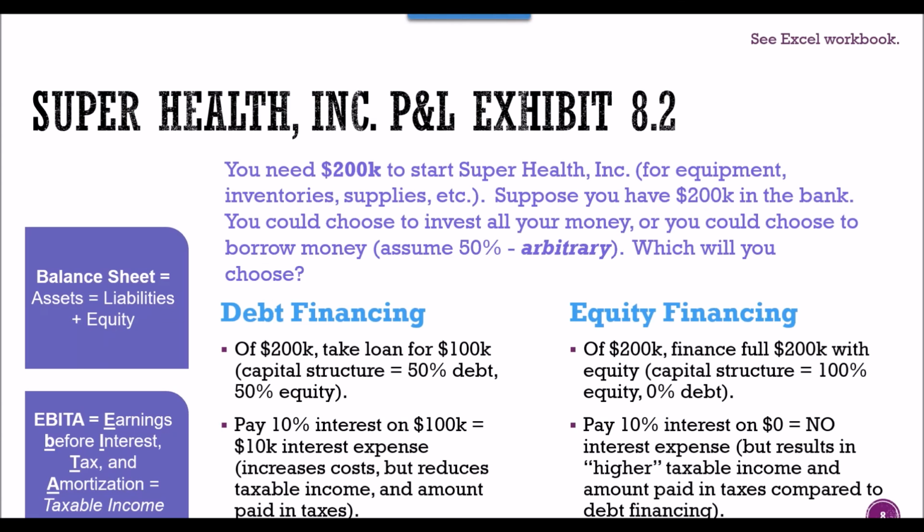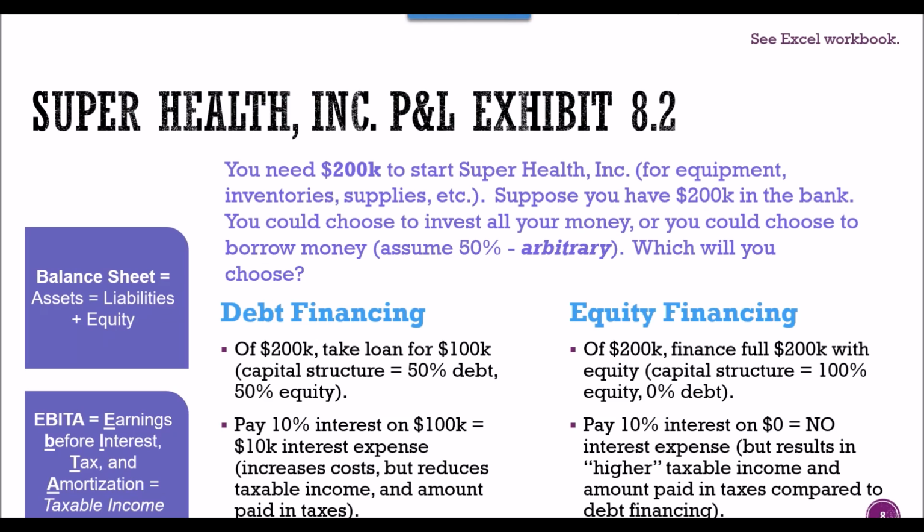So if you look at the two, what we're trying to compare is out of the $200,000 on the left, if you do debt financing, you would take a loan for $100,000, right? Because 50%, if you do debt financing, would be 50% of $200,000, so it's half. So half of $200,000 is $100,000. Or on the right-hand side, if you do equity financing, that means you would finance the full $200,000, all equity, no debt. So that's bullet point number 1.